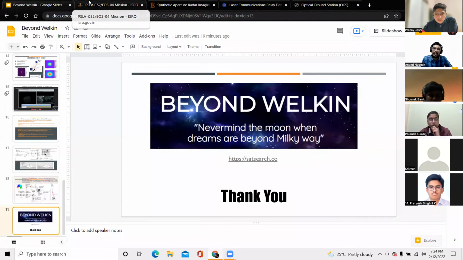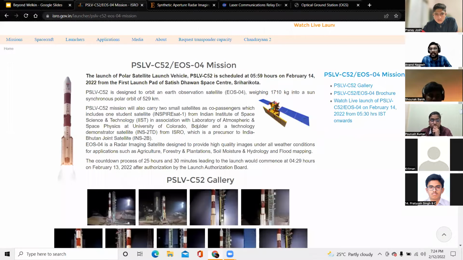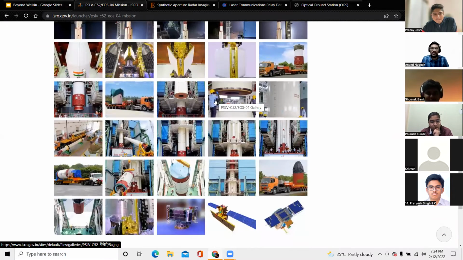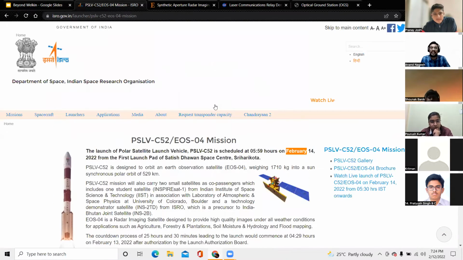And I wanted to remind you that ISRO is launching a satellite called a synthetic aperture radar. It is a demonstration satellite. The launch is scheduled for 6 a.m. on February 14th. So you have a good reason to get up in the morning and watch this rocket launch after 2 years from Indian land. That would be interesting for you guys.